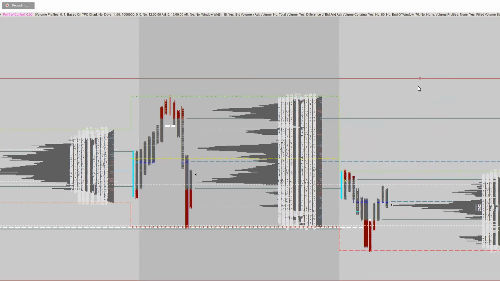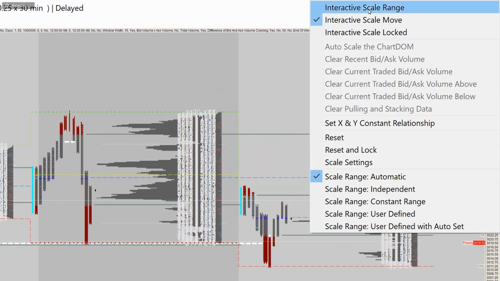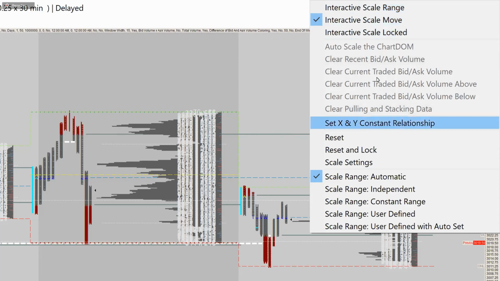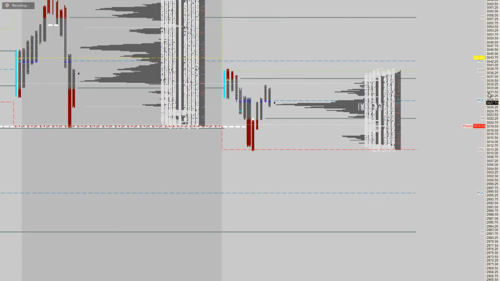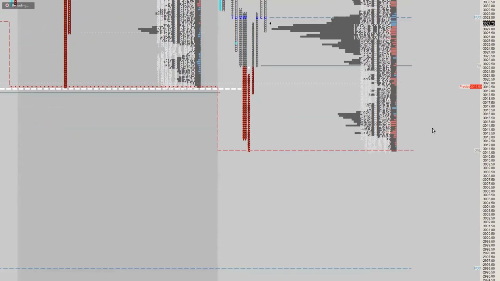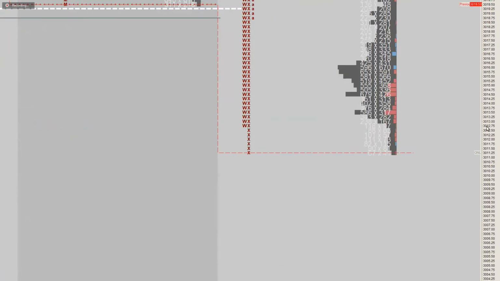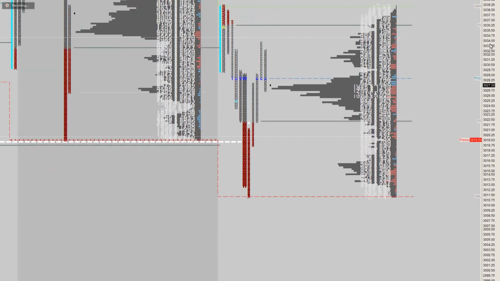You right click on the side where you have the prices, the scroll bar. Yeah, right click. And then it says scale or move. You can set X and Y's constant relationship. Scale and range is just for the vertical. Yeah, scale and range, and then just play around with it on that price. You see? Okay, so you got it? Yeah. You just have to be not too quick or else it kind of.